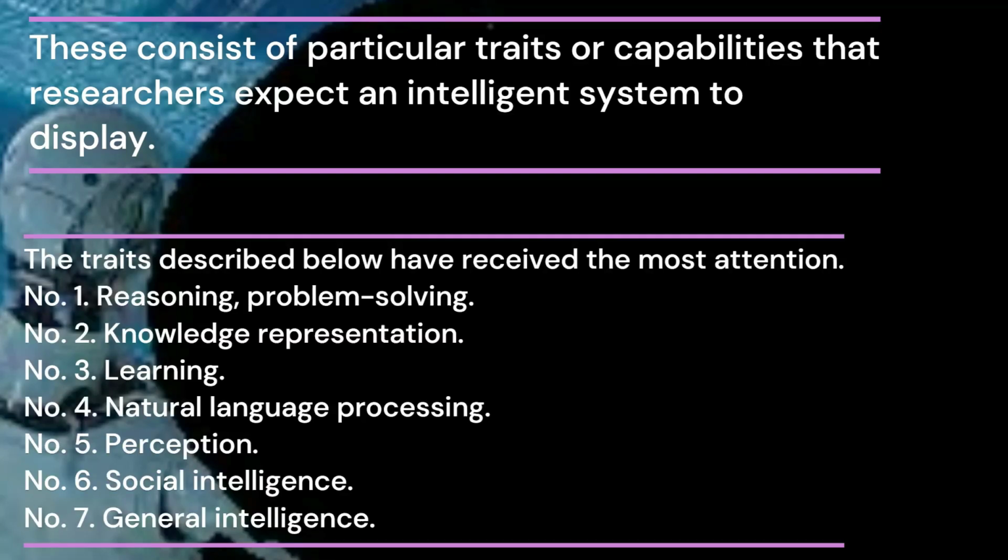Number 1, reasoning and problem solving. Number 2, knowledge representation. Number 3, learning. Number 4, natural language processing. Number 5, perception. Number 6, social intelligence. Number 7, general intelligence.